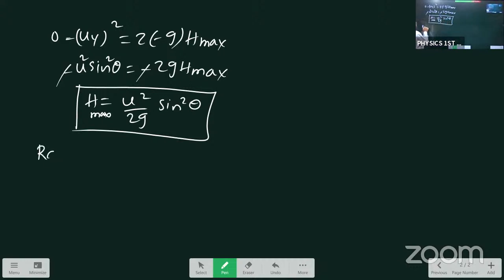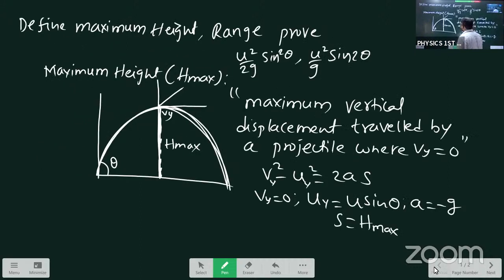Second one, range, denoted with R. Previous statement starts with maximum vertical displacement. Now, this is range: maximum horizontal displacement, maximum horizontal distance, anything, no problem. Maximum horizontal distance traveled by a projectile during its time of flight. This is time of ascent. This is time of descent.